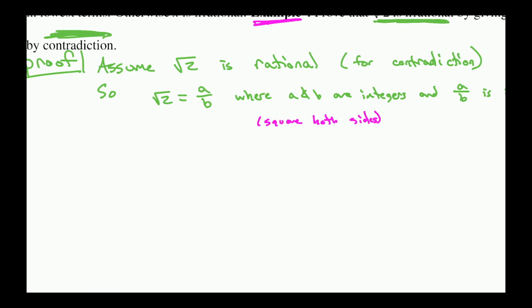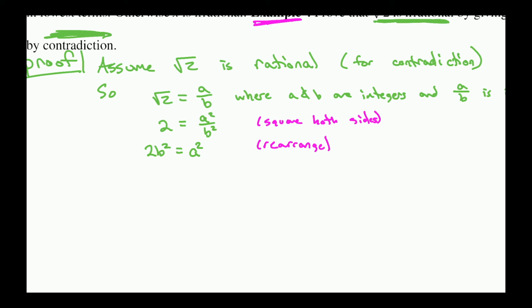What do we get if we square both sides? If you square the left-hand side, you get 2. If you square the right-hand side, you get a squared over b squared. Okay? Now, what are we going to do then? I'm just going to rearrange it. So I'm not doing much. I'm just basically going to move the b squared over to the left. And it doesn't look like I've done much of anything, but I have.